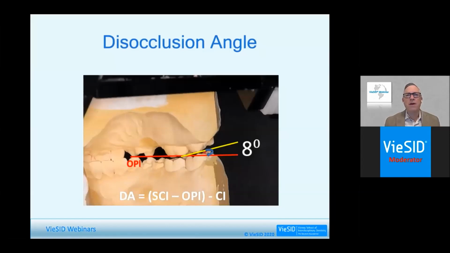Now, knowing our parameters, we can calculate a disclusion angle. This is the minimum clearance of the upper and lower teeth under load. We strive for 5 to 8 degrees. If it's too low, we'll have an interference. If it's too high, we'll lose efficiency. So here the formula defines the disclusion angle. The sagittal condylar inclination minus the occlusal plane inclination gives us our relative condylar inclination. We then subtract our cusp inclination, and this gives us our disclusion angle. One can see that a low SCI and a steep occlusal plane with steep cusps is a recipe for disaster.